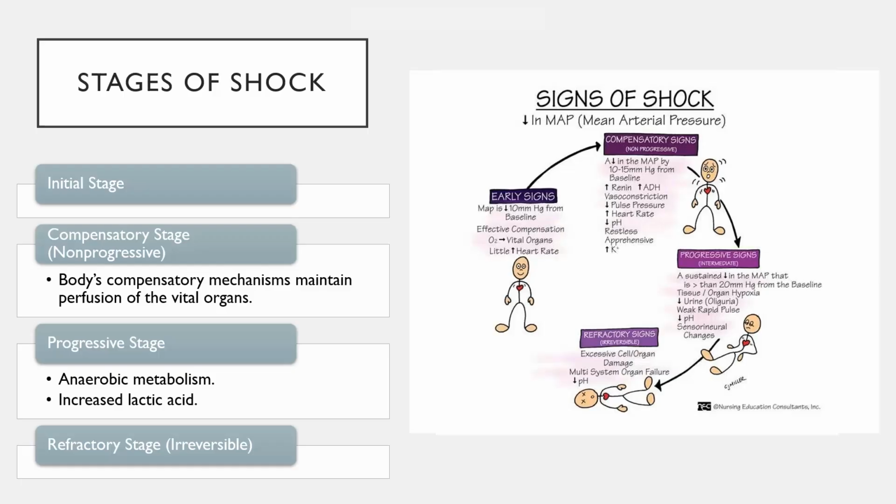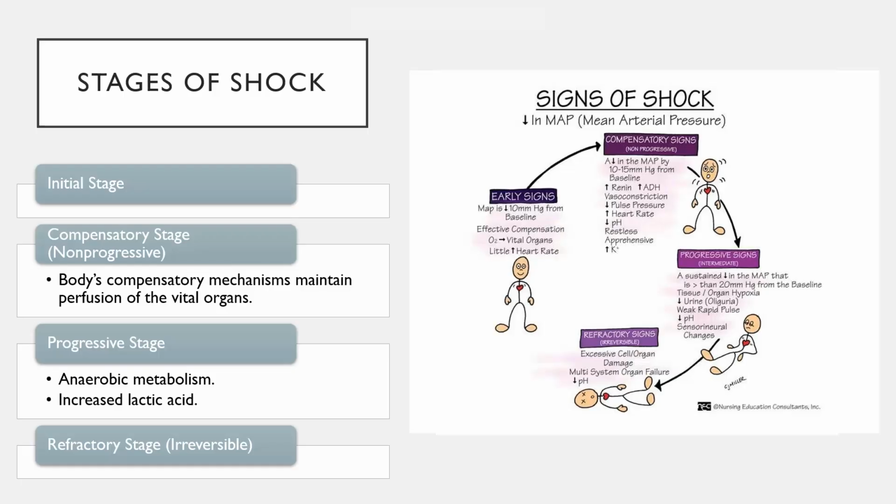And then your progressive stage, anaerobic metabolism, increased lactic acid. So, massive vasodilation, the body tried to compensate, however, it did not succeed. So what happens? Your tissues are not getting oxygen. Ultimately, they are going to start to die off. When your cells die off in the apoptosis, everything in it, all the toxins that are the cellular byproducts, are also going to be released. And that includes your lactic acid.